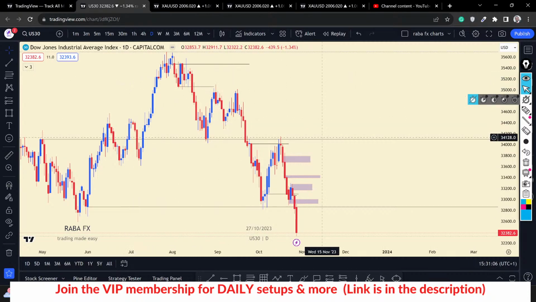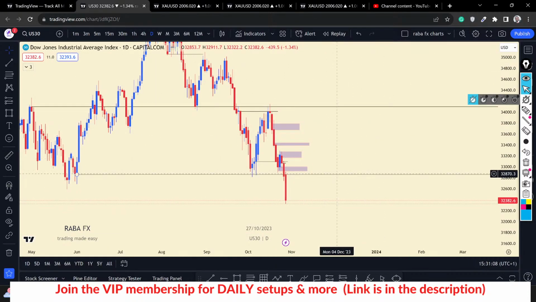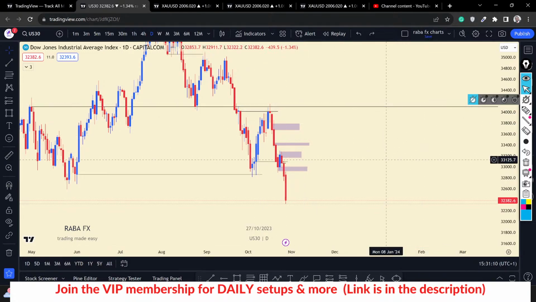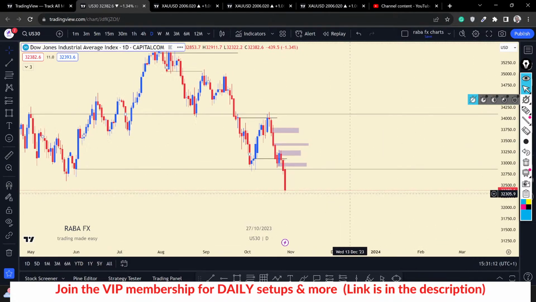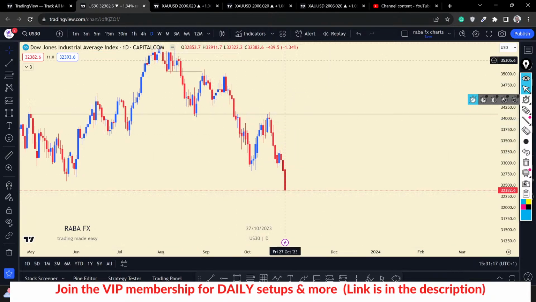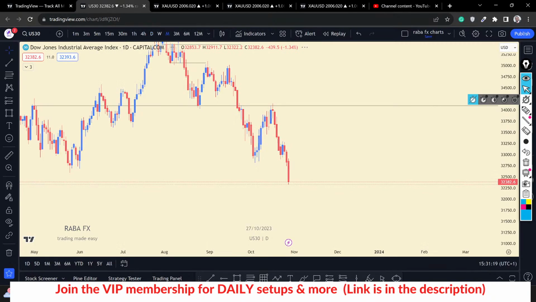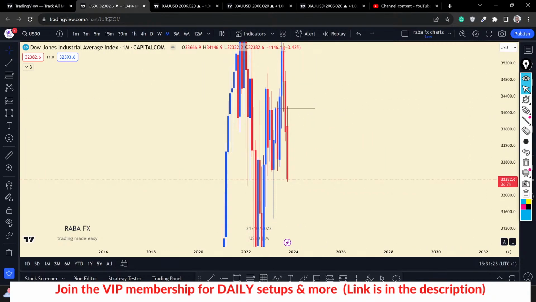So, US 30, you can see previous markups. This pair, I told you, is going lower. All right. So, we are going to start from the monthly. Always start from your monthly.